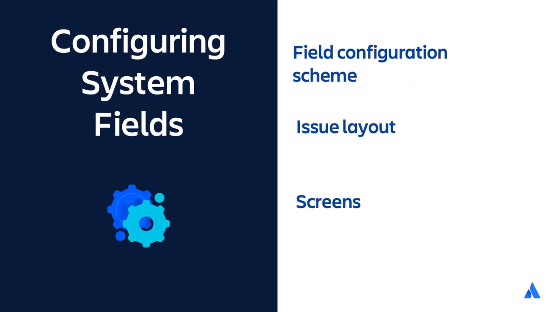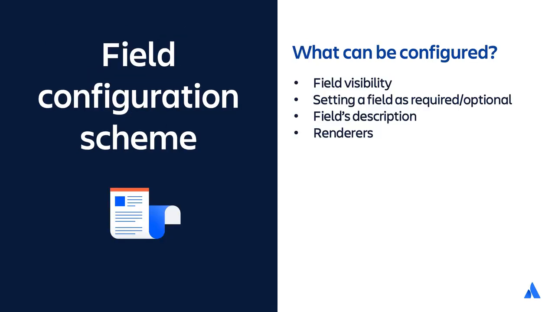How can we configure system fields? Where can we define field behavior, or when and where fields appear on a screen? Fields can be configured via field configuration schemes, the issue layout, and via screens. Let's look at what can be configured in those administration areas. Let's look at what can be managed in a field configuration scheme. Fields can be defined as hidden or visible. You can also determine if a field is required or optional. Also, you could change the field's description in the field configuration scheme.